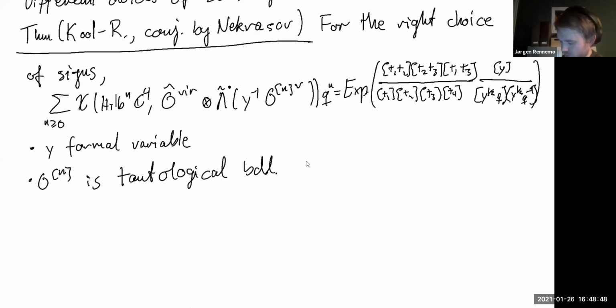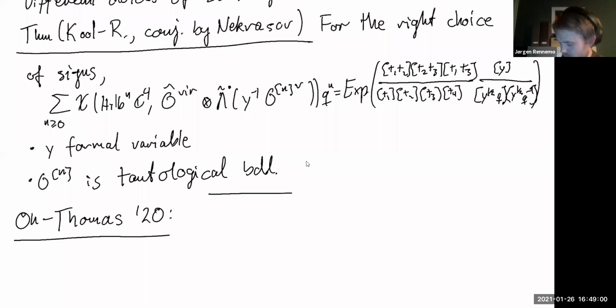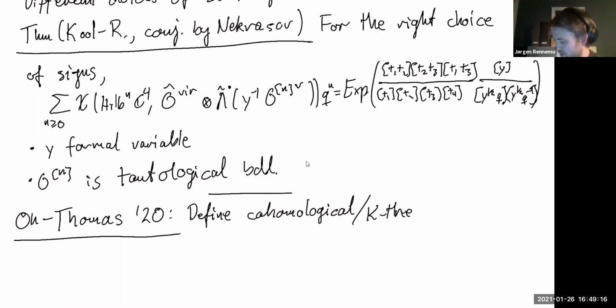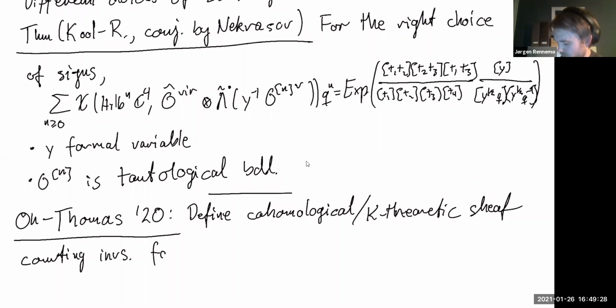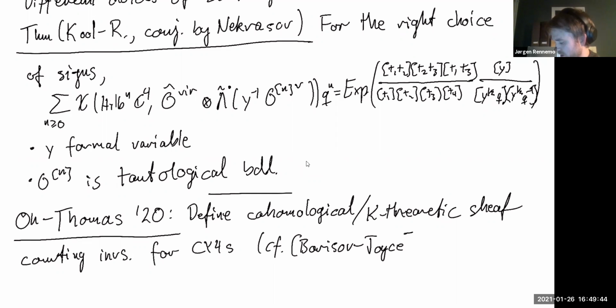Let me get to what changed, which is the work of Owen Thomas last year. They define both cohomological and K-theoretic sheaf-counting invariants for Calabi-Yau fourfolds. In a direct, literal sense, this is related to Borisov and Joyce's works.